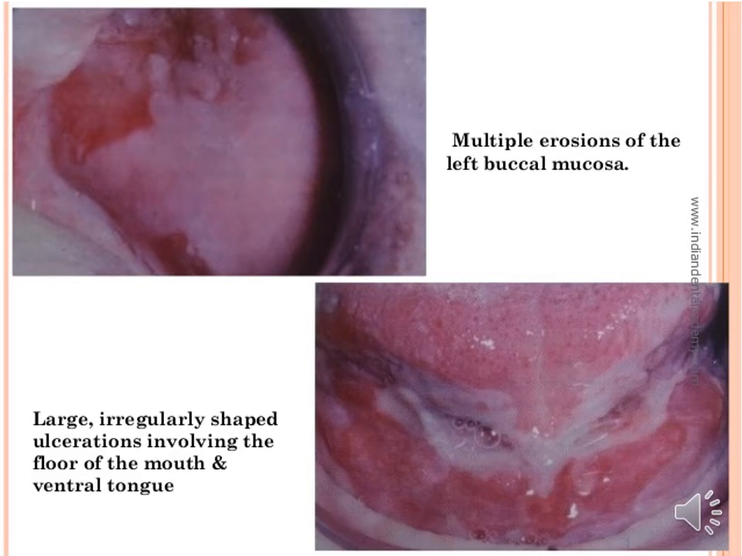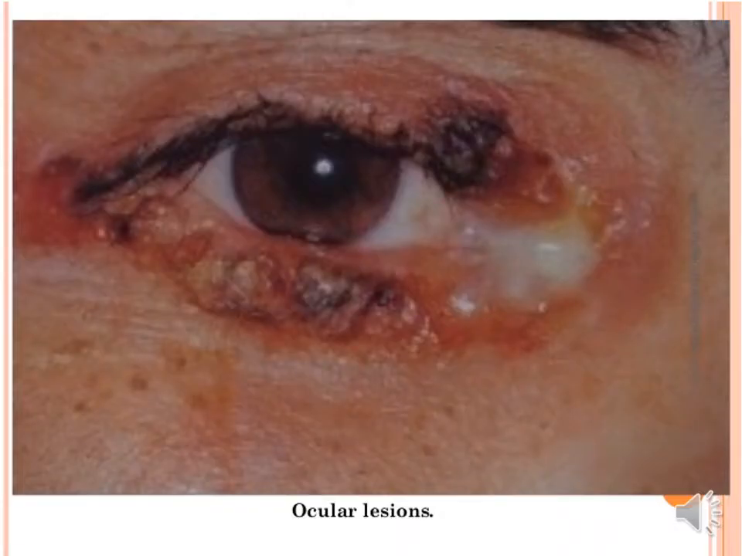This figure shows multiple erosions of the left buccal mucosa, or large irregularly shaped ulceration involving the floor of the mouth and ventral surface of the tongue. All the oral mucosa can be affected by pemphigus vulgaris. Another area affected is the ocular lesion, the upper or lower eyelid, with vesicles that rupture, forming a clear mucous fluid discharge from the eye.